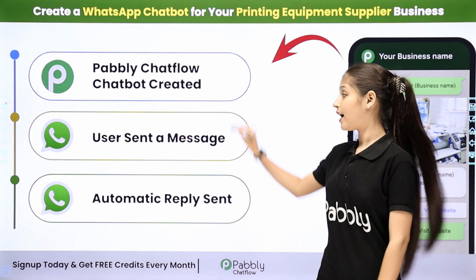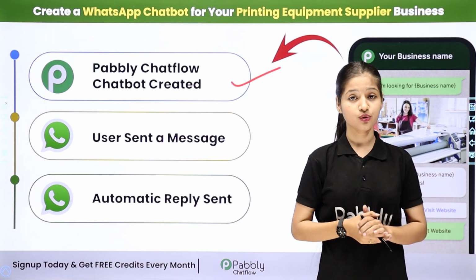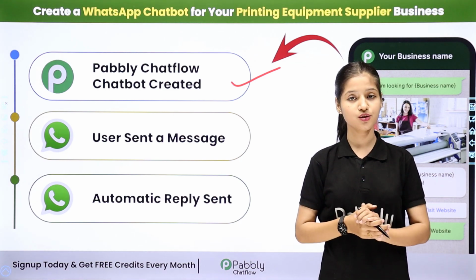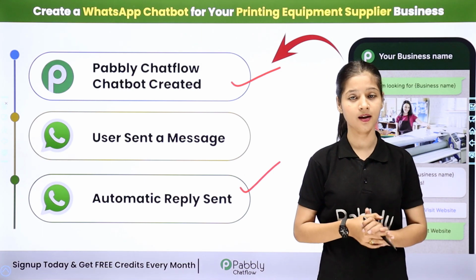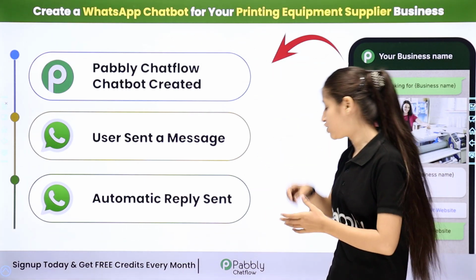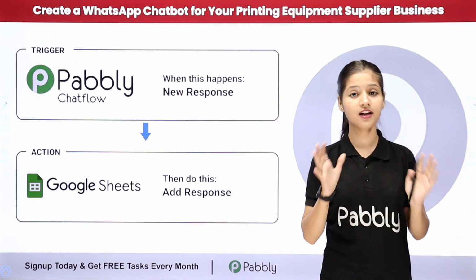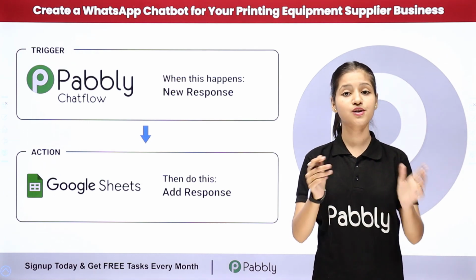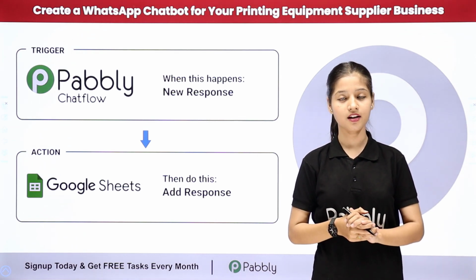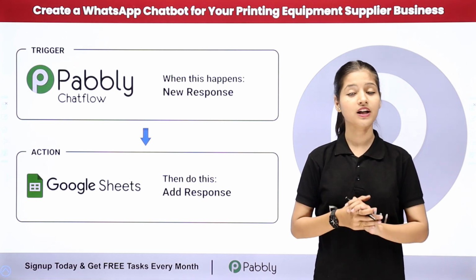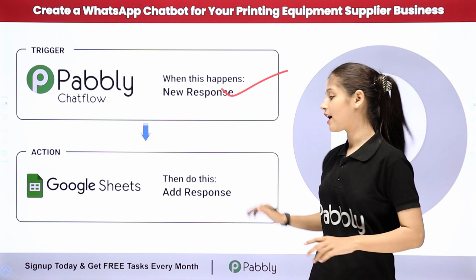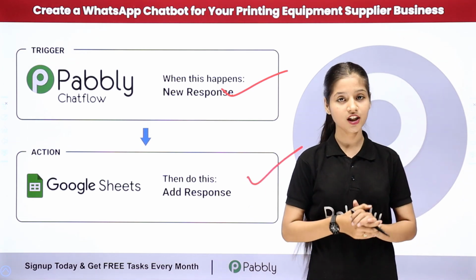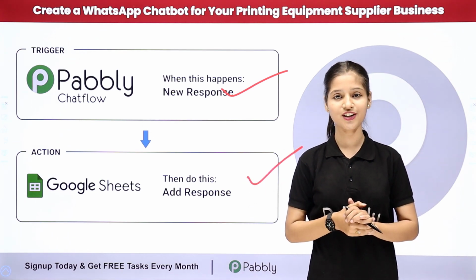We will create it with the help of Pabbly Chatflow, so that whenever your customer sends a message to your WhatsApp business account, your bot will respond to them automatically. In this video, I'll also teach you how you can store your customer data into your Google Sheet. It is only possible with the help of Pabbly Connect automation, in which we can take the trigger application as Pabbly Chatflow and the action application as Google Sheet. To get more details about this, let me take you to my screen.